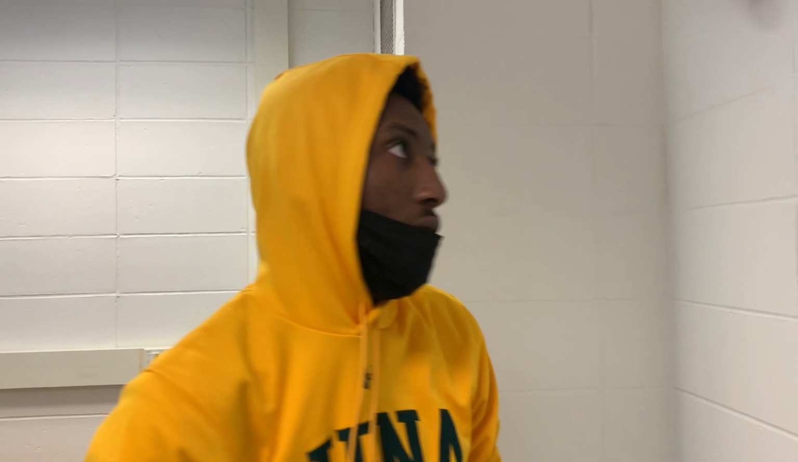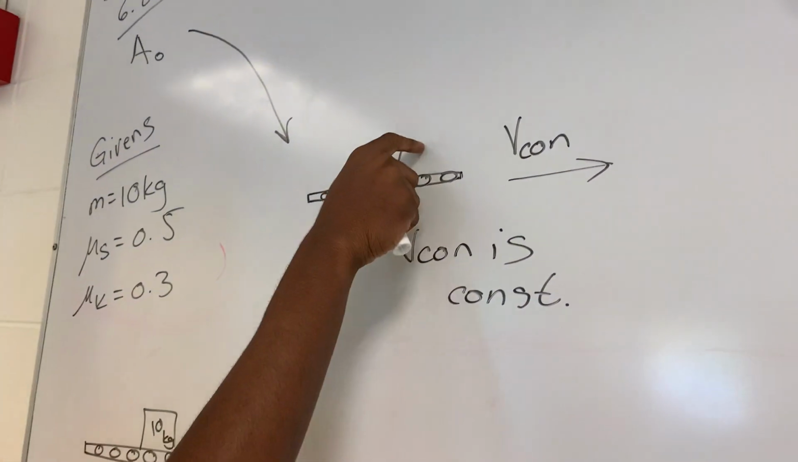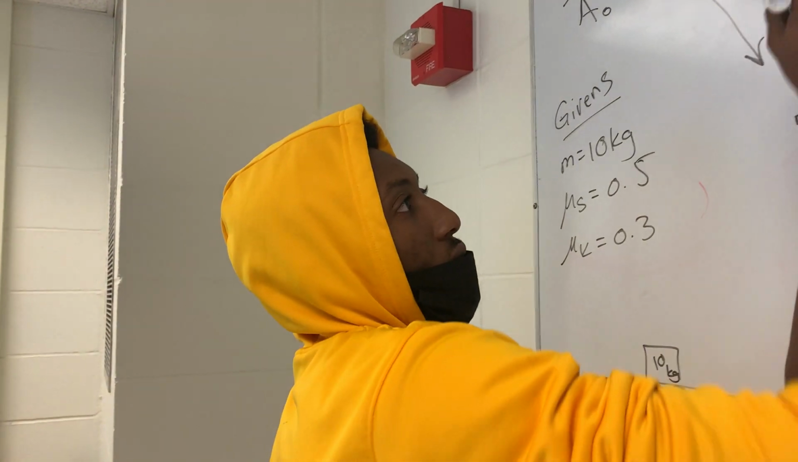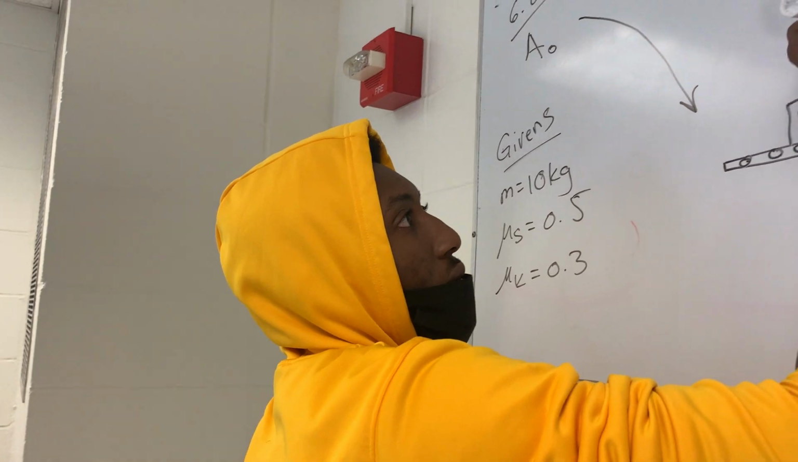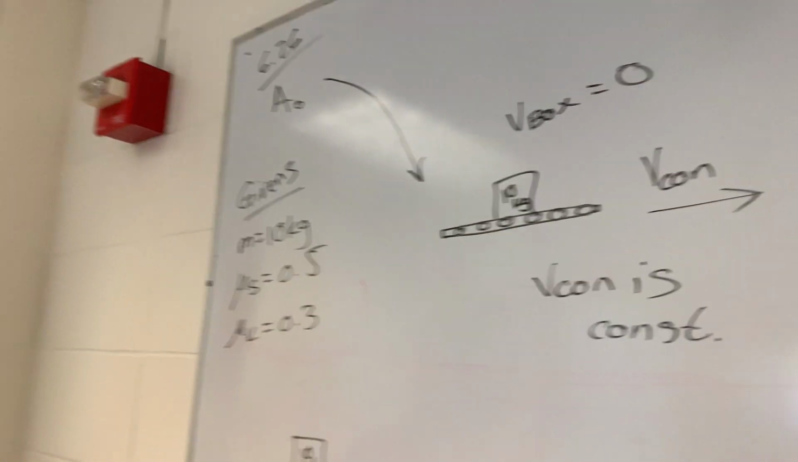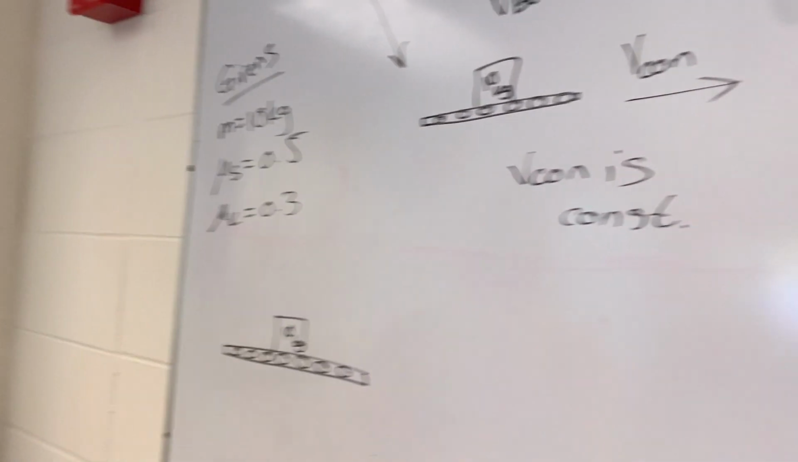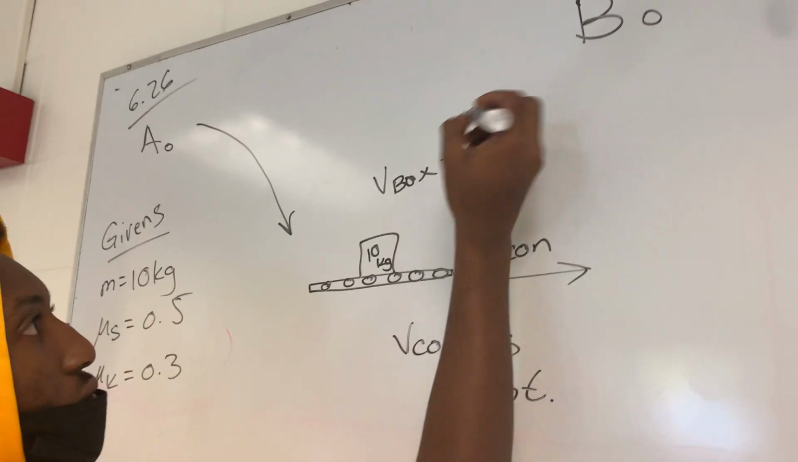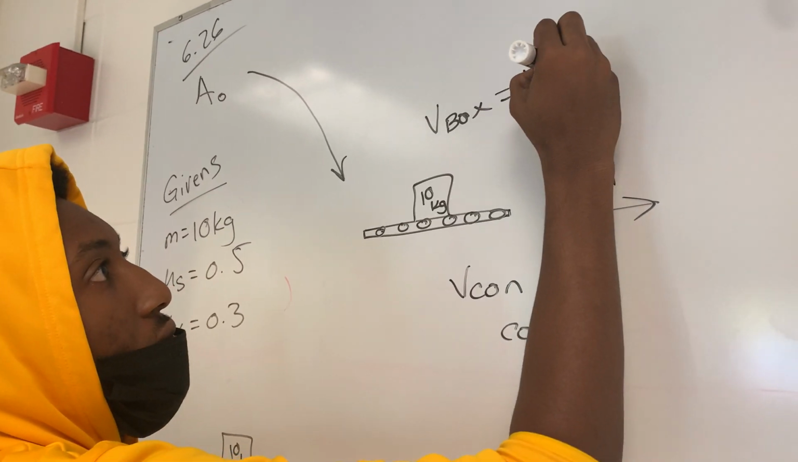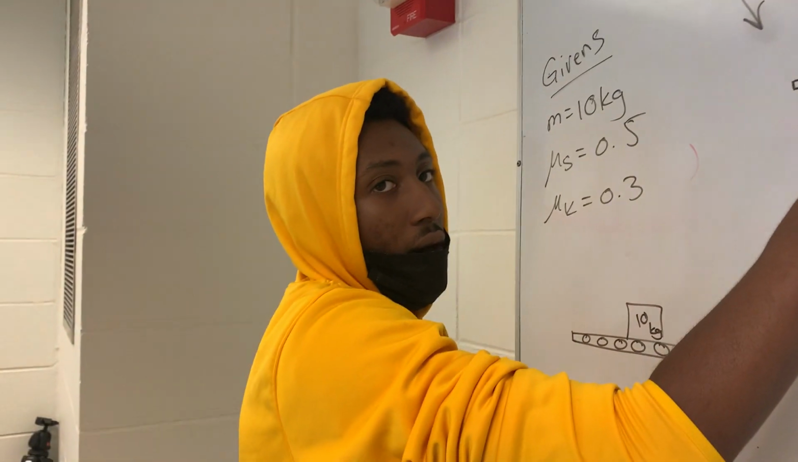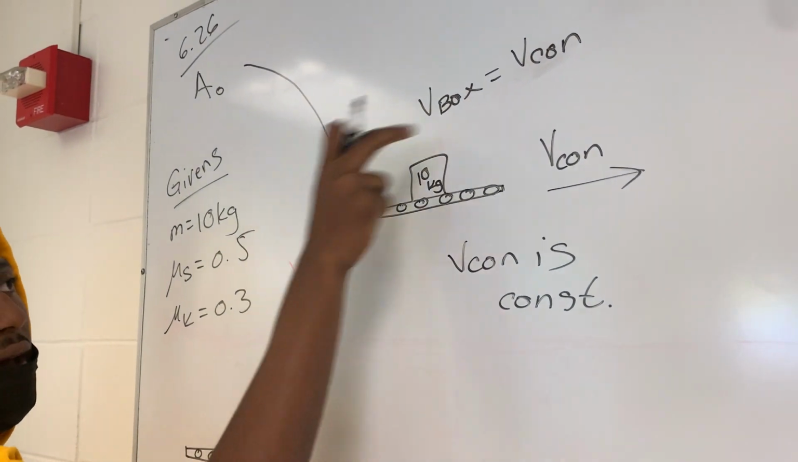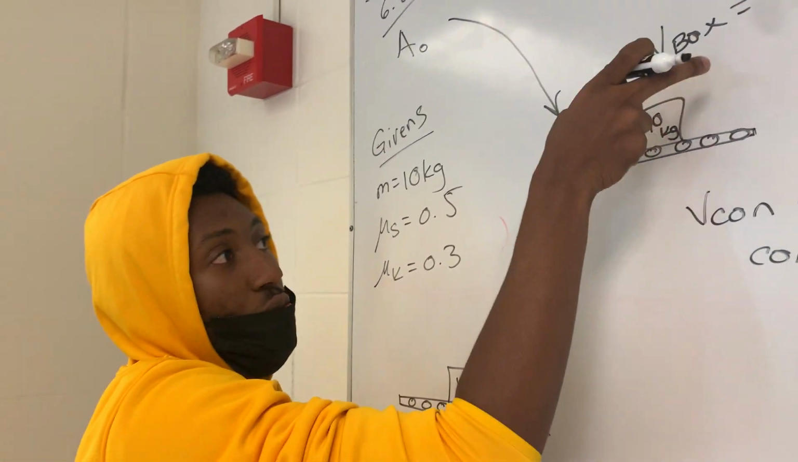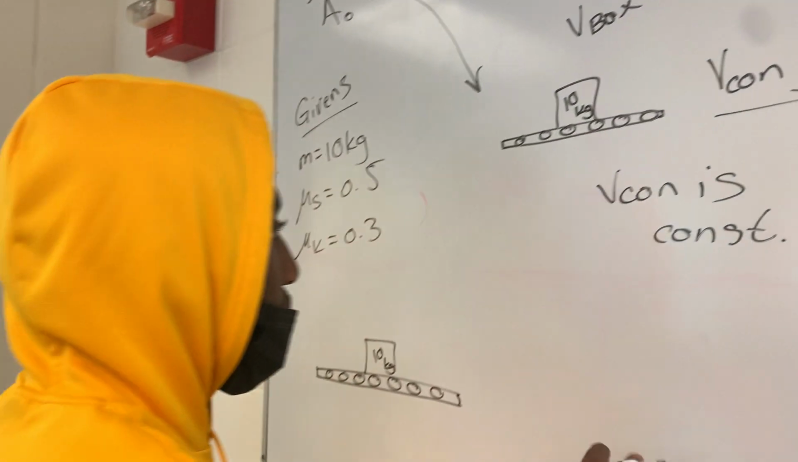So if V con is constant, we want to draw a free body diagram for that. That means that if this is constant, this box, V box I'll call it, will be the same as this. V box will be equal to V con, because if it's moving that way at constant speed, this box has no X forces acting on it, so it'll move with the conveyor belt.